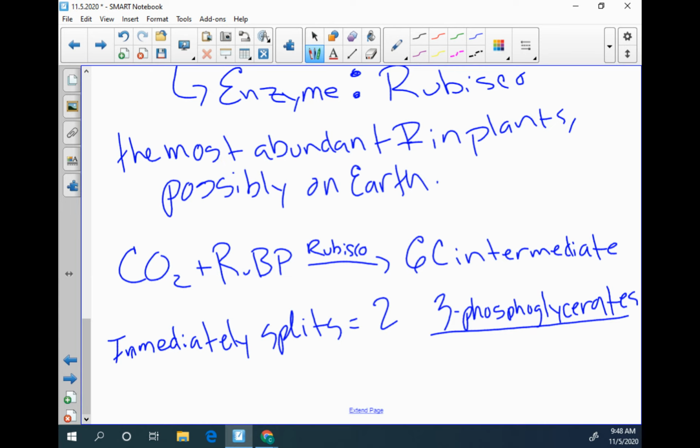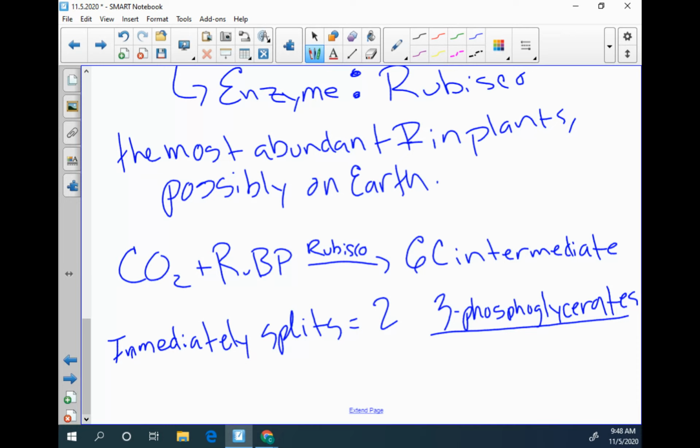So we had our carbon dioxide, we had our RuBP, and Rubisco took those two and smashed them together, and we got this 6-carbon intermediate. And that 6-carbon intermediate immediately splits in half and gives us 2 3-phosphoglycerates. We are keeping track of carbons because that is very, very important. If we lose a carbon, something's gone wrong.